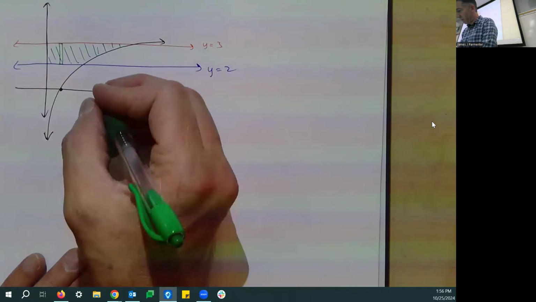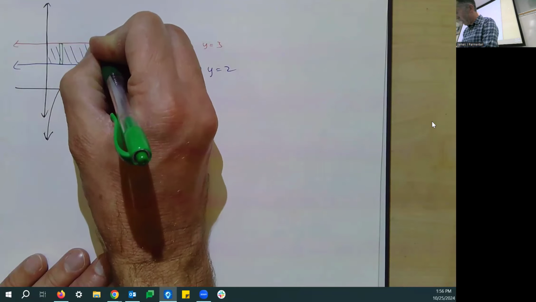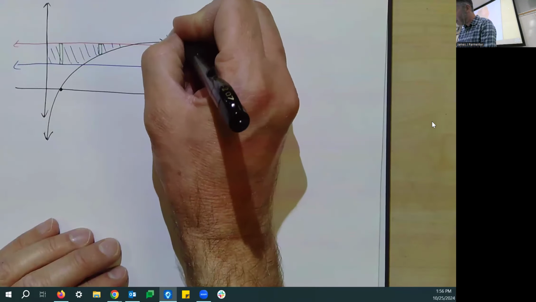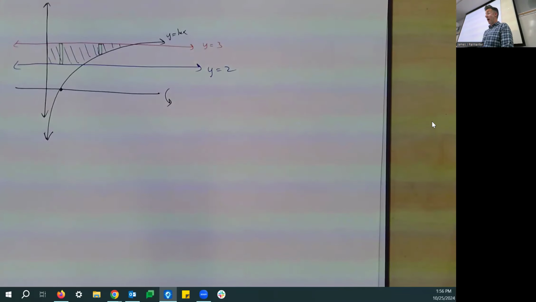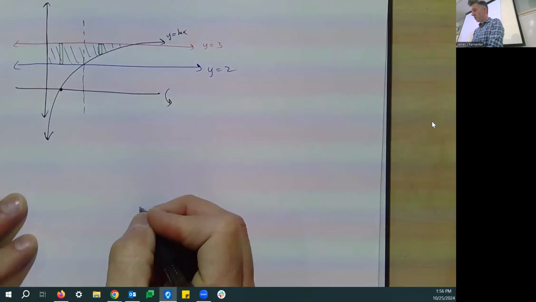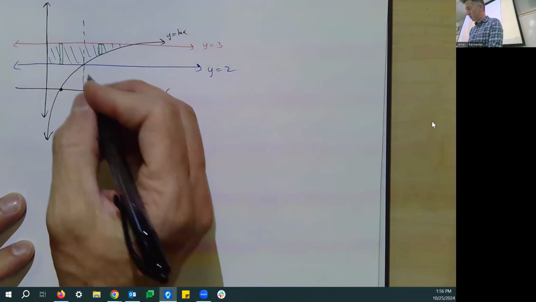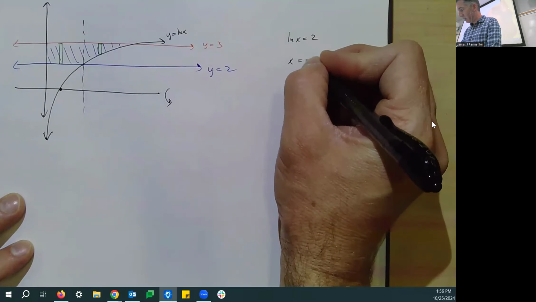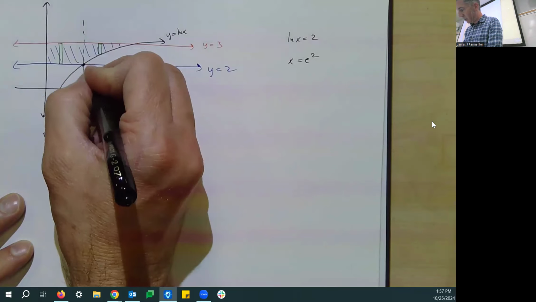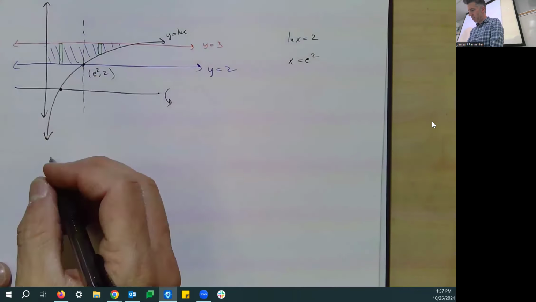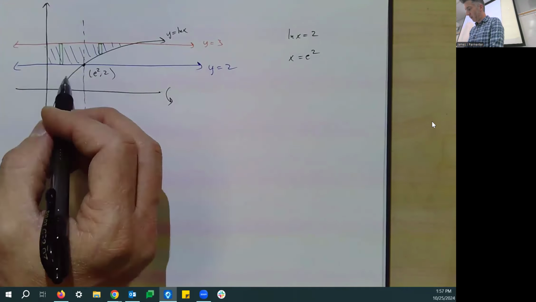But if I draw my strip over here, the outer radius is 3, and the inner radius is now the natural log of x. So what that means is we have to break this up as 2 integrals. There is literally no other way to do it. We're going to break it up right here, where y equals 2 meets y equals natural log of x. So if natural log of x equals 2, then x is going to be e to the second power. So that point there is e squared comma 2. Okay, so for this one, we're going to have x going from 0 to e squared.